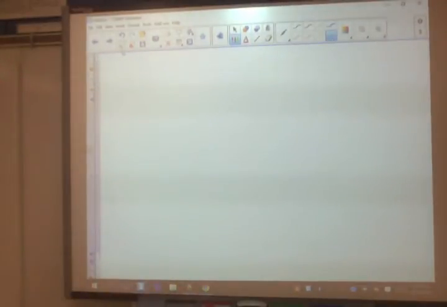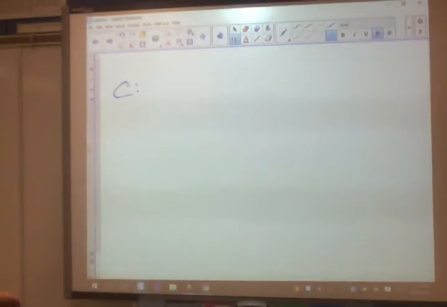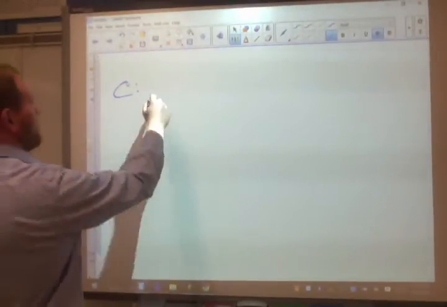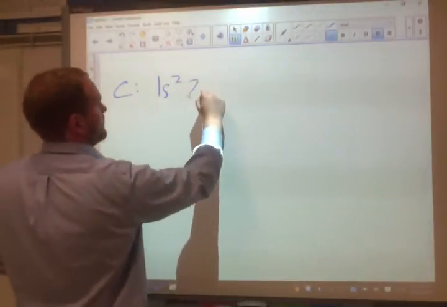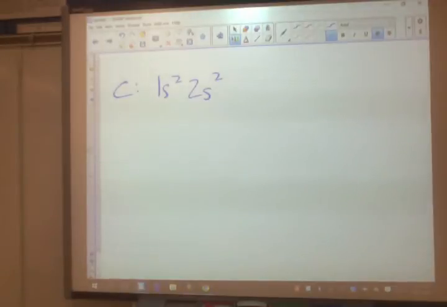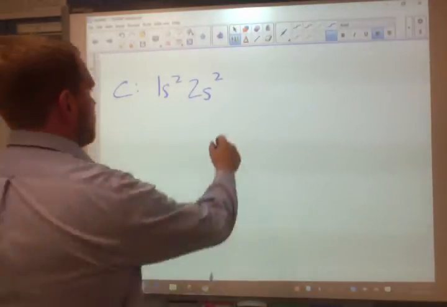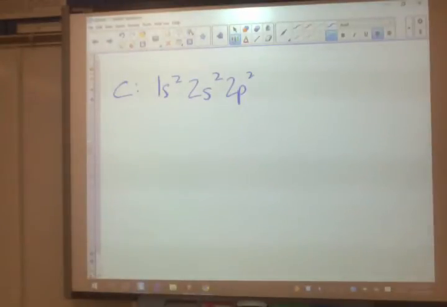All right, imagine we want to write the configuration for carbon. We look at the periodic table, which you should have with you, and you see the first two are going to fill in 1s, so we just write 1s2. The next two are going to fill in the 2s, and then we look at how many we have left, and it's going to be 2. Okay, so we just write 2p2. You don't write 2p6 unless all 6 of them are occupied.